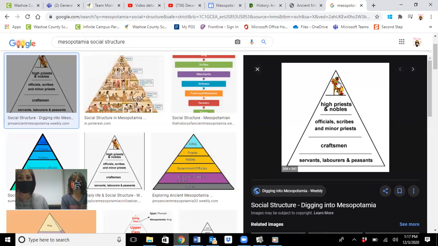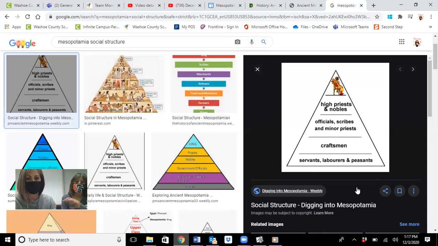So when you're drawing your social pyramid, you're just going to draw a triangle like we did right there and just kind of draw the lines. 1, 2, 3, 4, 5. So this one, there's going to be 5. I'm just going to do it this way because it'll be easier. So it's going to look like that. And then you'll just draw each one in there. So that is going to be for social class.